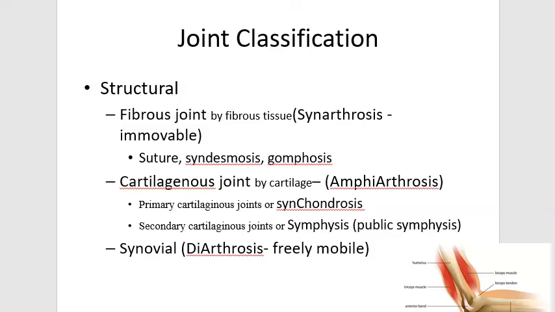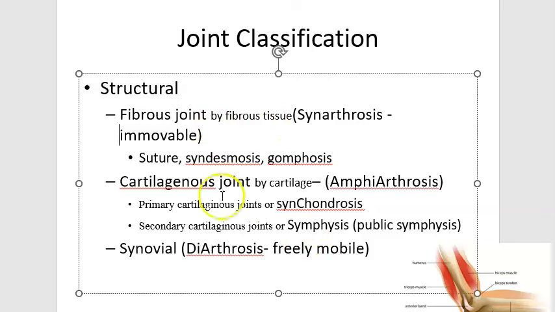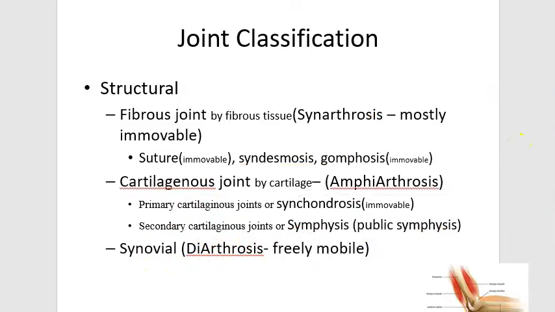Under cartilaginous joints, the fevicol is the cartilage, also called amphiarthrosis. Amphi means neither here nor there, or everywhere kind of a thing. It is between the fibrous joints, which are almost immovable, and synovial joints, which are mobile. So cartilaginous joints are amphiarthrosis.